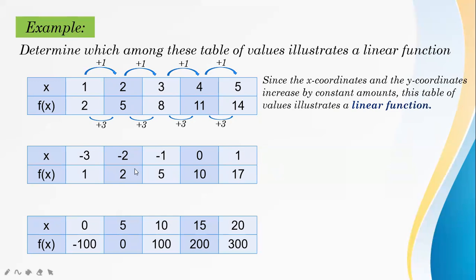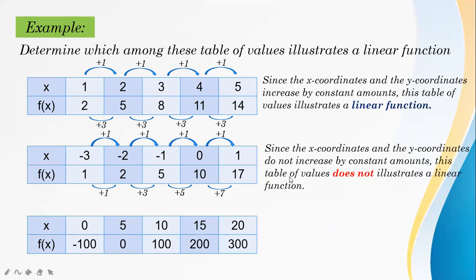Next, how about number 2? This one, x increases by 1 unit, but f of x does not increase by the same amount. We have 1, then 3, then 5, 7, and therefore, since the x and y coordinates do not increase by constant amounts, this table of values does not illustrate a linear function. So it means that this table is not a linear function.